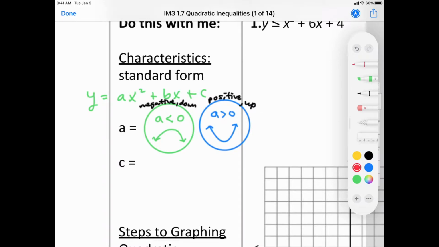The c value is the y-intercept. So that's a quick review of standard form. Notice there are no parentheses there.